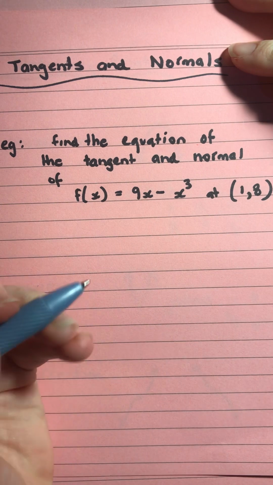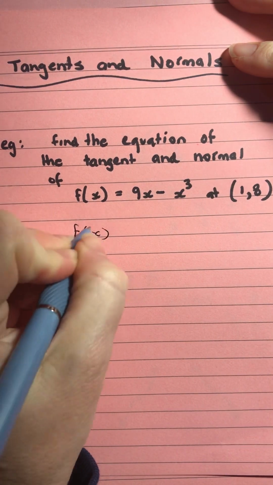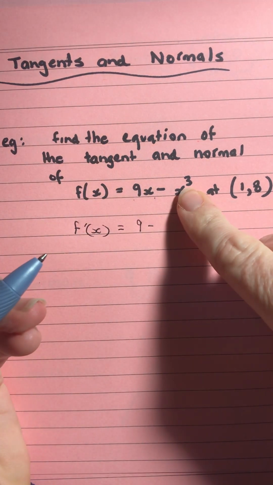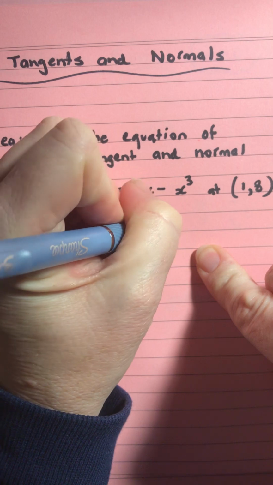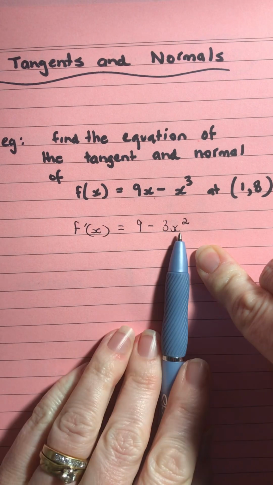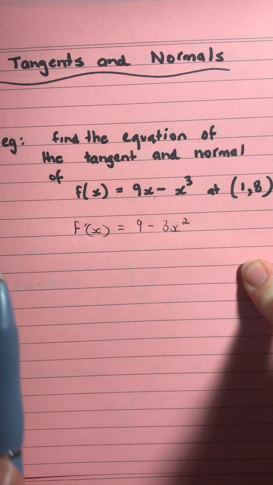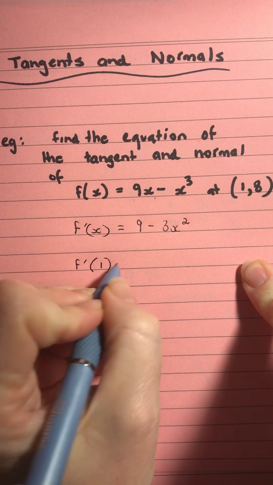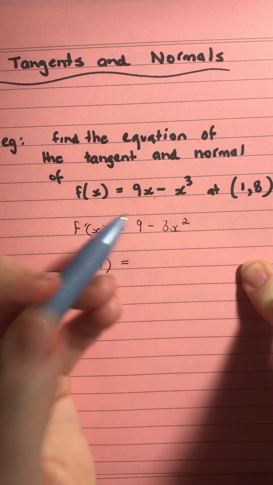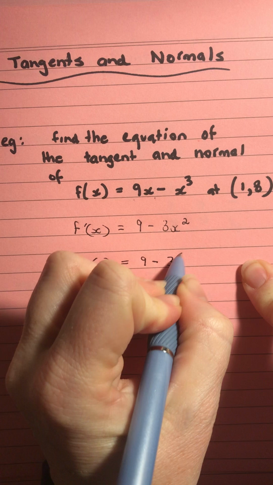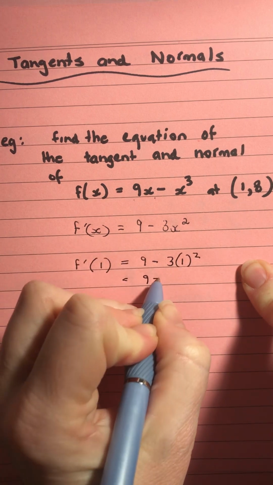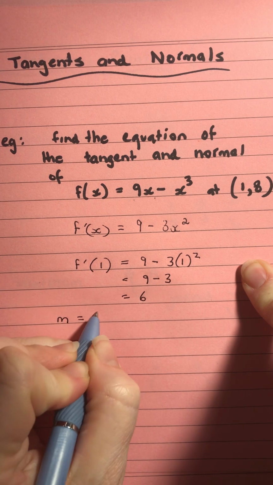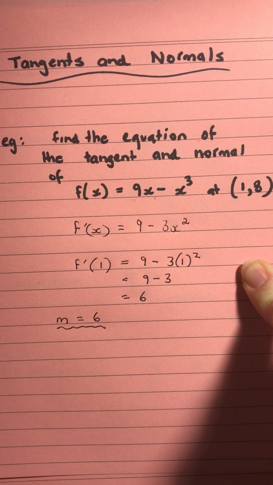So firstly, we're going to find the derivative of that, our f dash x. The derivative of 9x is 9, and the derivative of x to the power of 3 is going to be 3x squared. Next, we're going to find out what the gradient is at that point. If we put in f dash 1, we're putting in that x value, then we get 9 take away 3 lots of 1 squared. So that will be 9 take 3 is 6. That tells us that the gradient of that tangent line is going to be 6.